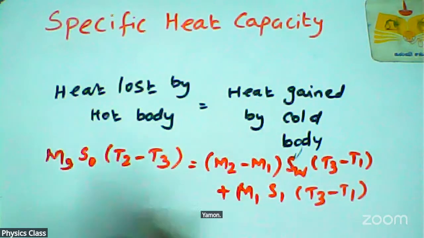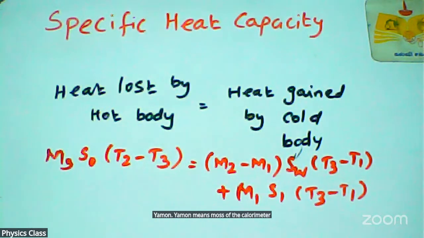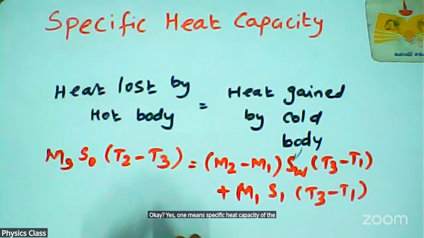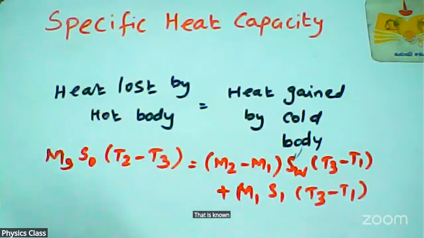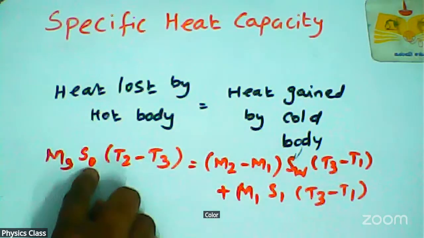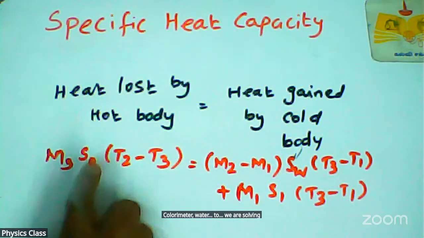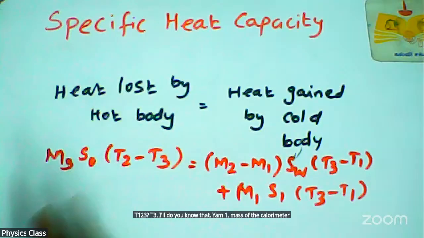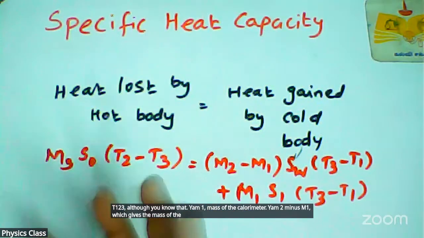M1 means the mass of the calorimeter. S1 means the specific heat capacity of the calorimeter material. That is a known value. If you choose copper or aluminum, we have a value, which is also constant. SO is the specific heat capacity of the solid that we are solving for. T1, T2, T3 you already know. M1 is the mass of the calorimeter, M2 minus M1 gives the mass of the water, and M3 is the mass of the solid.